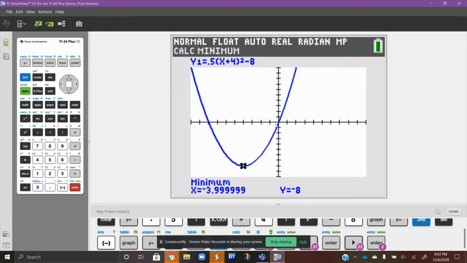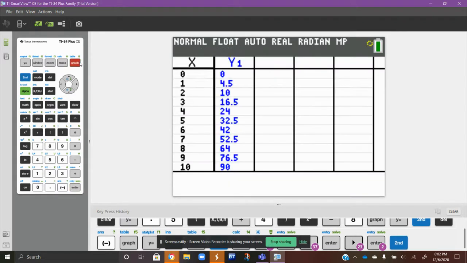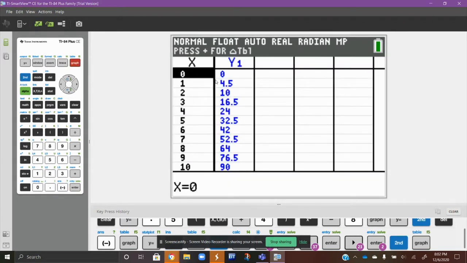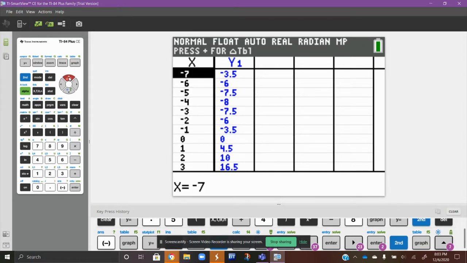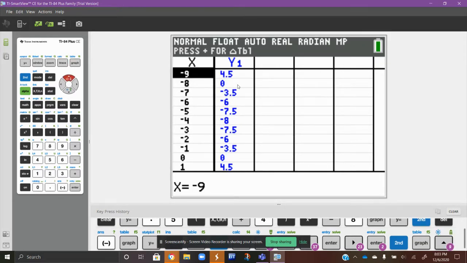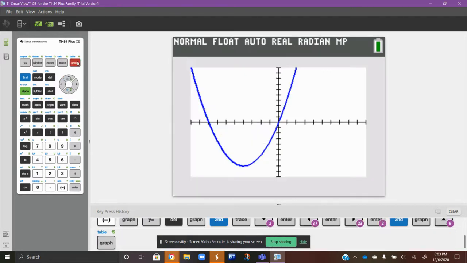For my x-intercepts and my y-intercept, really what you guys are using is your table. Remember, for our x-intercepts, it's where y is 0. Okay, so I see one here. I'm going to scroll up my table, and I see another one here at negative 8, 0. So negative 8, 0, and 0, 0.